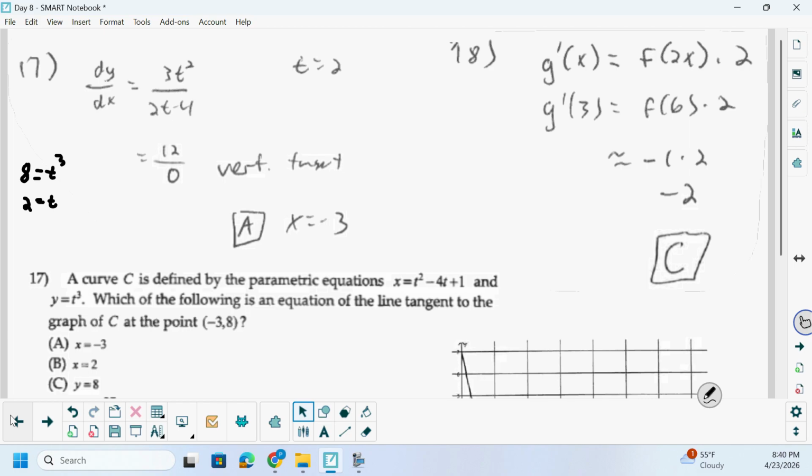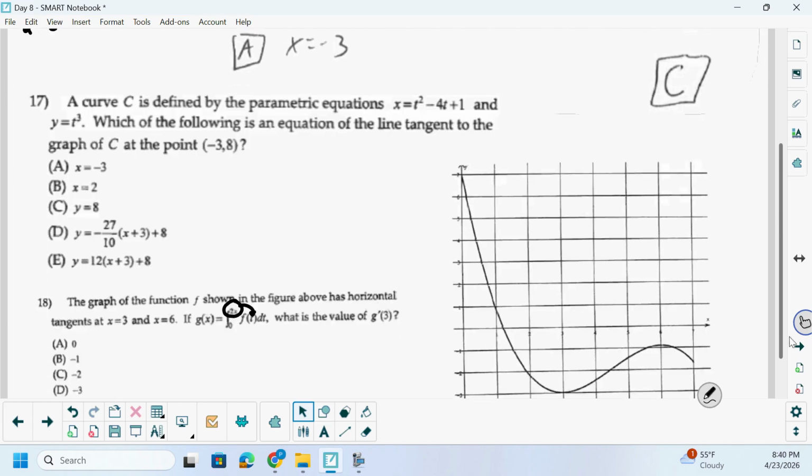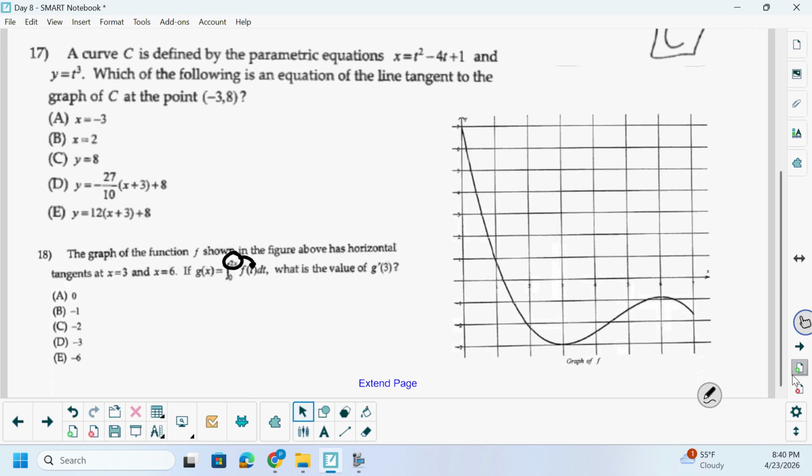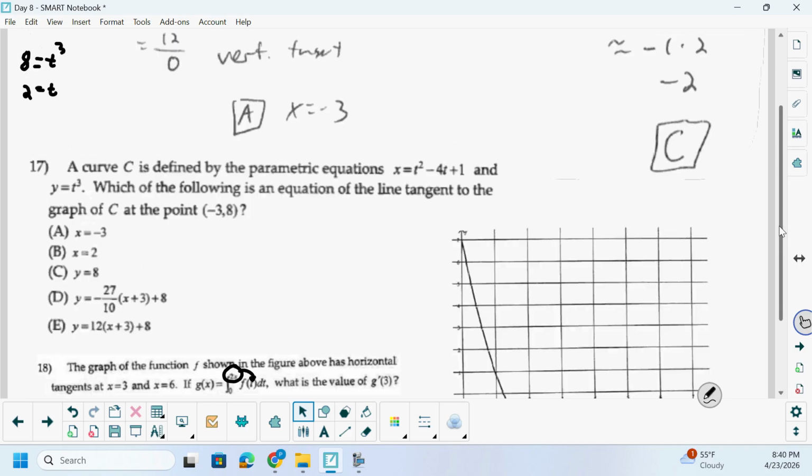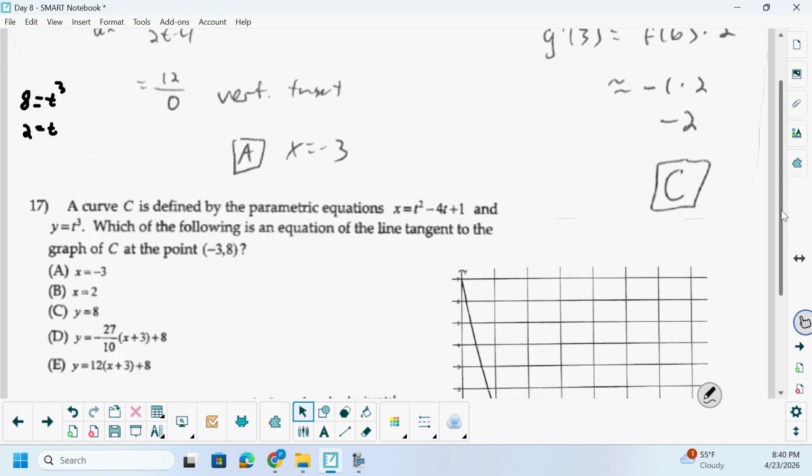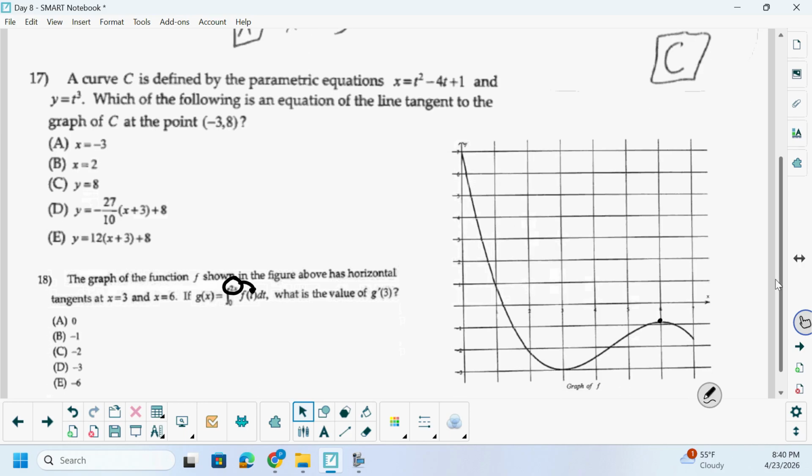F of 6, look at your graph, find what the value is. Now, this graph, it doesn't look like it's exactly negative 1. It really looks like it's like negative 0.9 or something. But if you have negative 0.9 times the 2, that would give you negative 1.8. So the best choice that we have there is choice C, the negative 2.